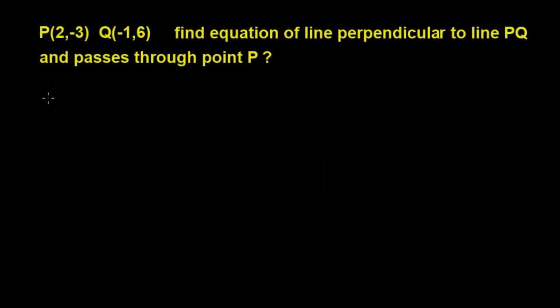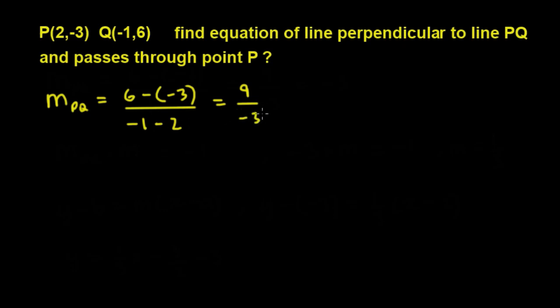So we could say the gradient of the line, we'll call that gradient M_PQ. Well, that's going to equal our y2 minus y1 divided by x2 minus x1. So we can say our y2 is going to be 6 minus a y1, which is minus 3. And that's going to be divided by our x2, which is minus 1, minus x1, which is 2. So that's going to give us 6 minus minus 3, so that's going to be 9, all divided by minus 3. So the gradient of that is going to be minus 3.